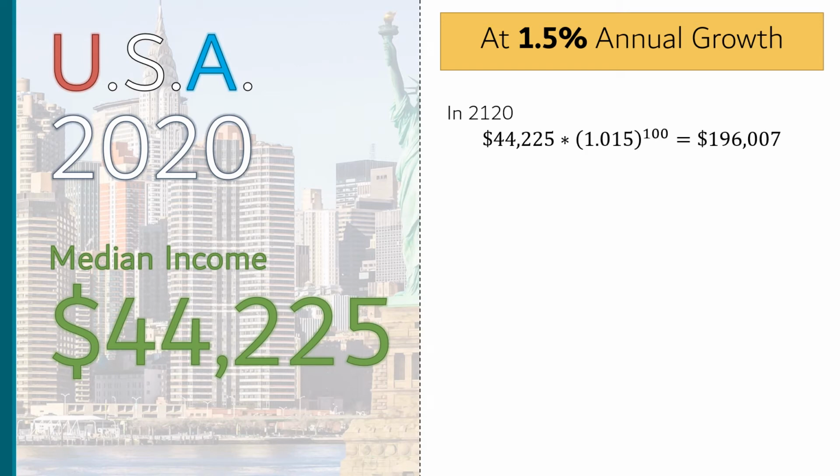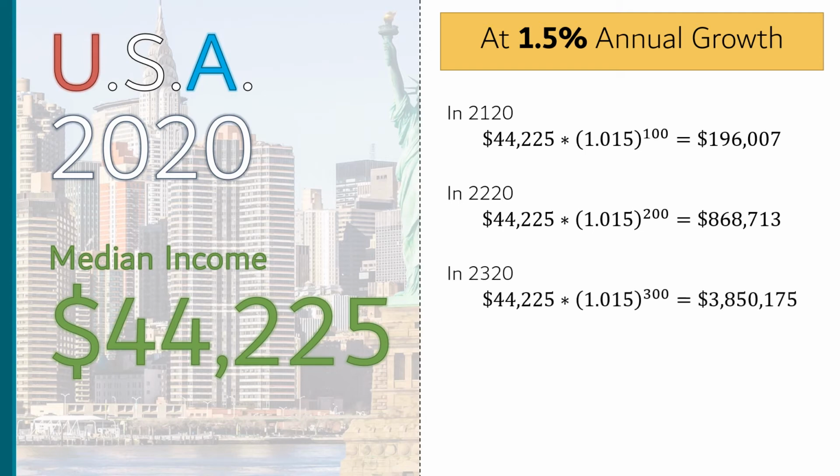Give it another 100 years, and in 2220, the median income will be $868,713. And again, that is measured in today's dollars. Imagine what it would be like to have a salary that high these days. And that is what it will be like for a majority of people in 200 years.